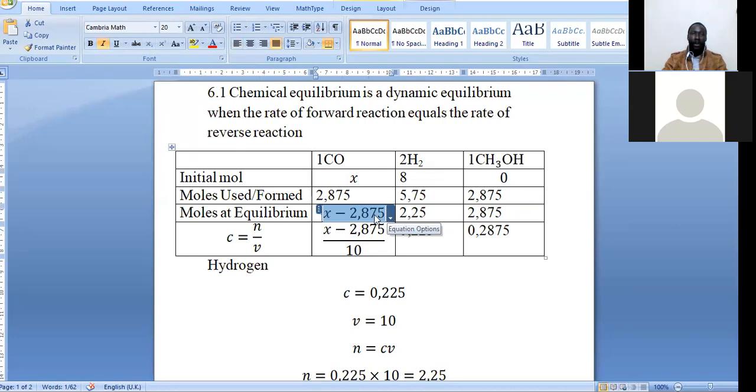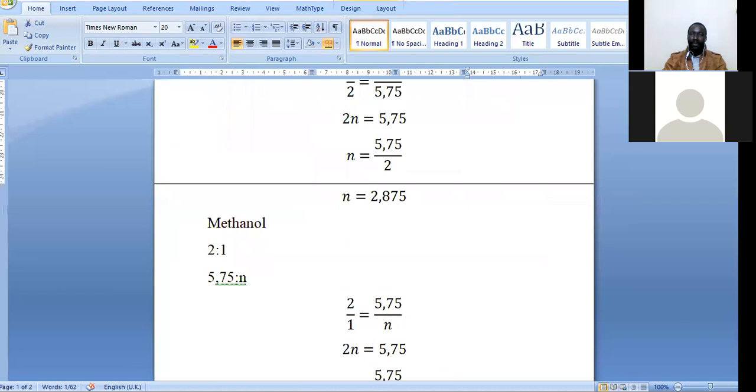So using this relationship here, C equals n divided by V, we can write this for carbon monoxide and this one here for methanol. We also get this one for methanol after dividing this quantity by 10, 10 representing the volume. So the formula is number of moles divided by volume. The number of moles is given here, divided by 10, so that we get 0.285. Up to that point, this is what we have.